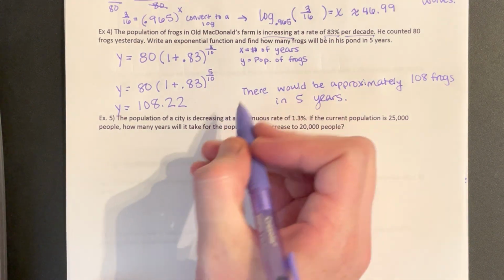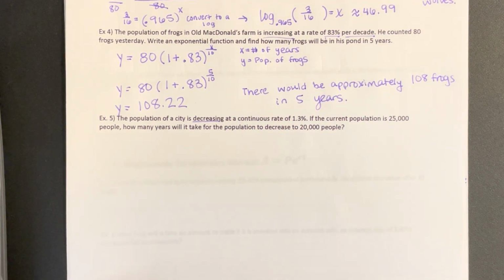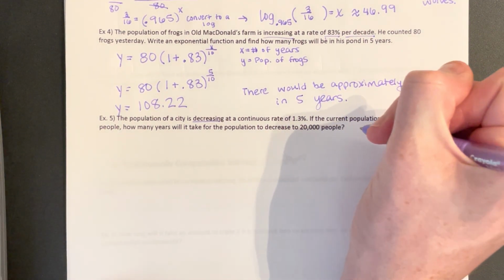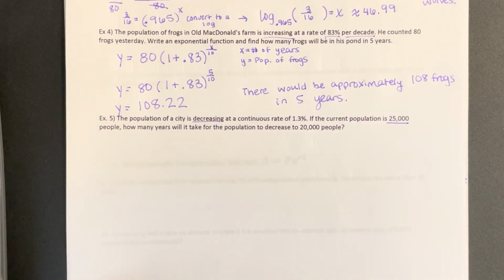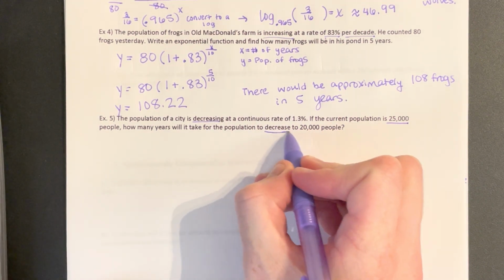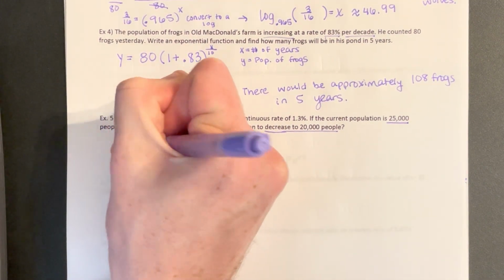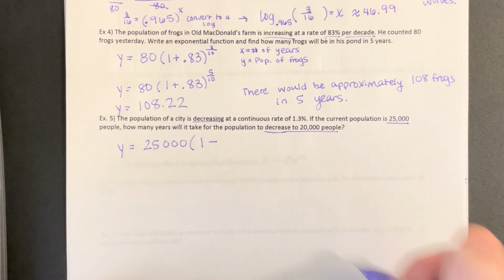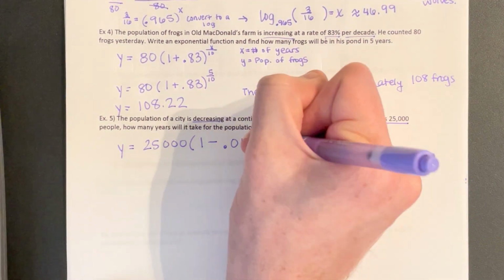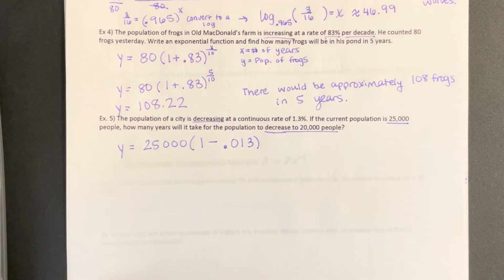Example 5, now we have another decreasing. It's decreasing at a continuous rate of 1.3%. So 1.3% would be 0.013. The current population is 25,000. How many years is it going to take to decrease to 20,000? Let's start out with what we know. We initially have 25,000. It's decreasing. I have 1 minus 0.013 to the X. It doesn't say it's decreasing every 5 years, every 10 years, every so on. So we're making that every year.